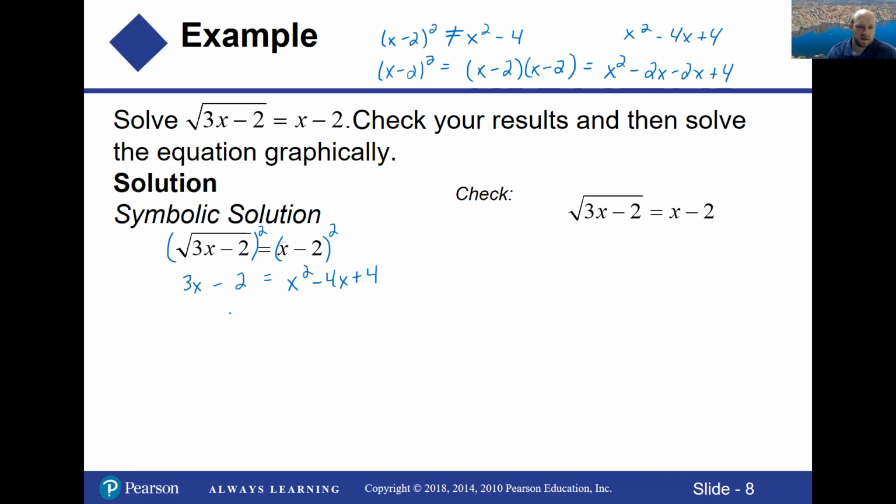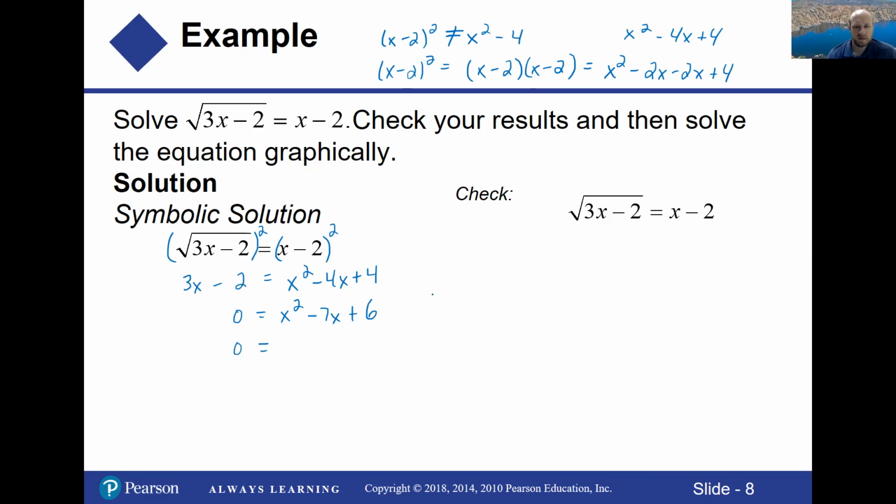And now we're solving again for x. Okay, so I have an x squared over here. I'm just going to move these guys to this side. Okay, so again, I'm going to save some room. We're subtracting 3x from both sides. So negative 4x minus 3x is negative 7x. And then we add 2. So our like term is 4. So 4 plus 2 is 6. So I have 0 equals x squared minus 7x plus 6.